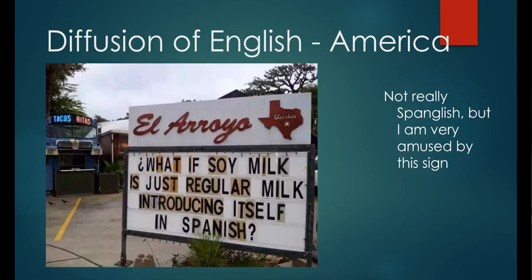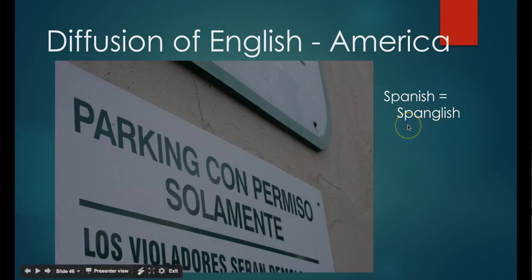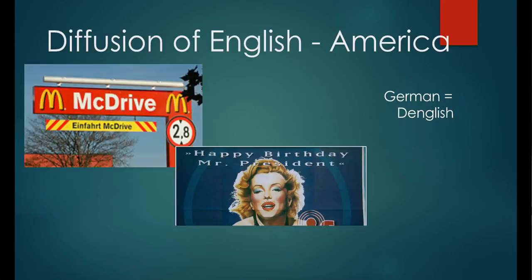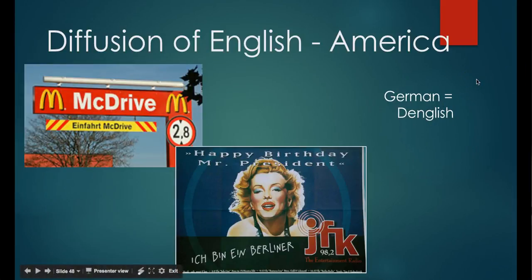Same thing for Spanish. It's going to be Spanglish. So when English infiltrates into Spanish, it's going to be known as Spanglish. And then finally here, again, remember, not really Spanglish, but I thought this was kind of funny. And then finally here, German, you have Denglish here. So English embedding into German is now going to be called Denglish.